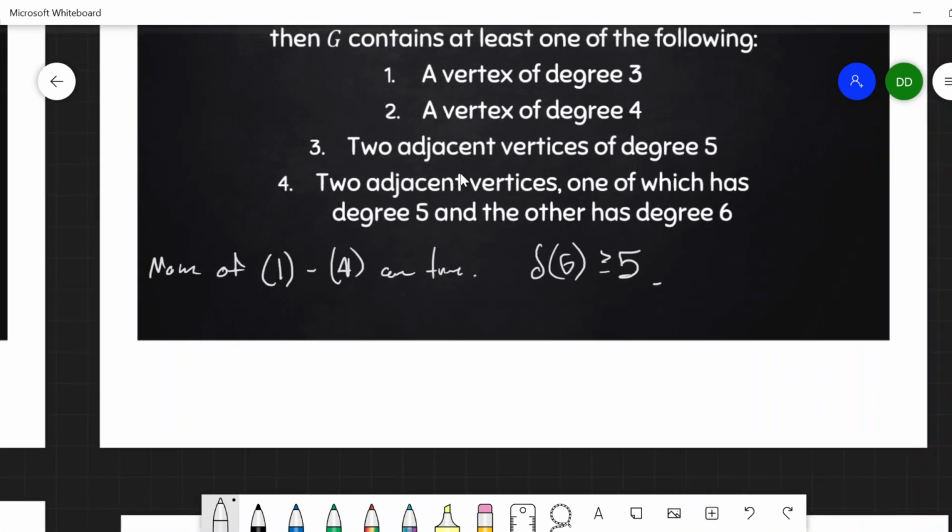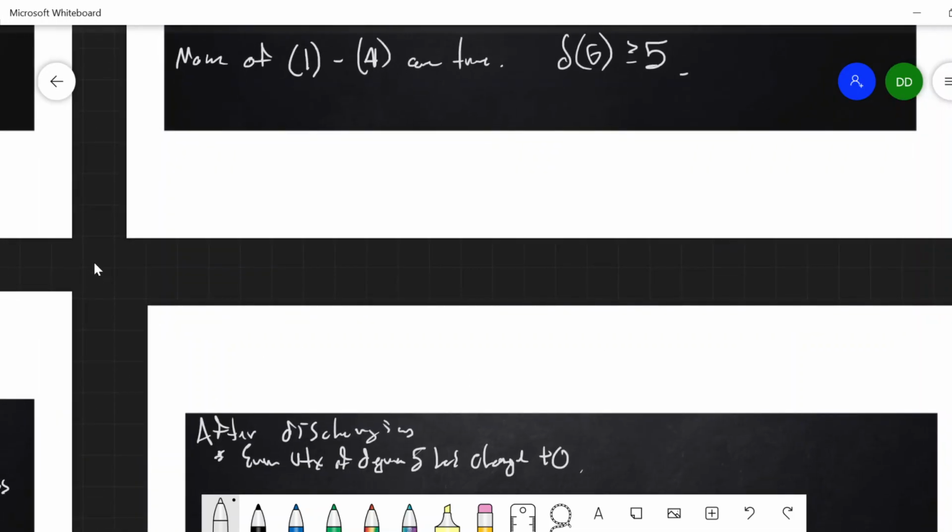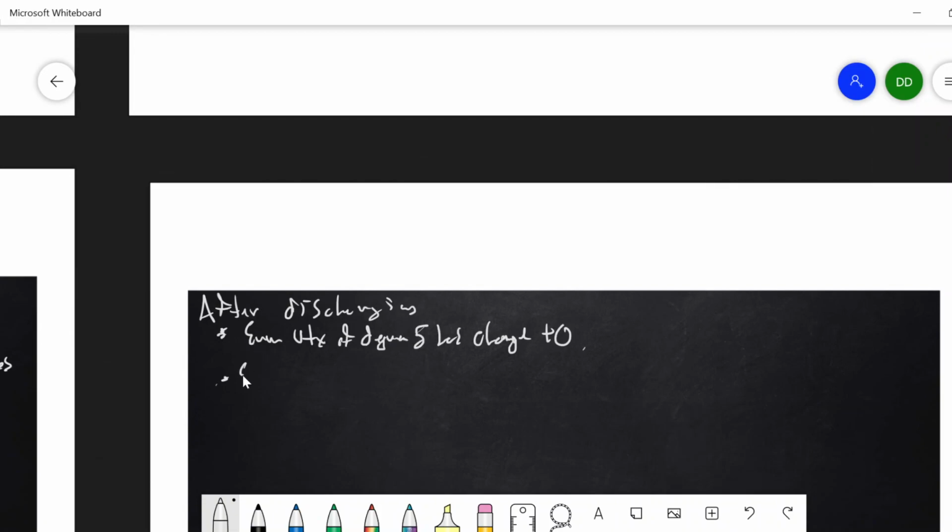Two adjacent vertices, one of which has degree 5 and the other has degree 6. So if this is not true, that means that no vertex of degree 5 is adjacent to a vertex of degree 6. So that means my degree 6 vertices didn't receive any positive charge from vertices of degree 5 because they didn't have any degree 5 neighbors. So every vertex of degree 6 has charge plus 0 still.